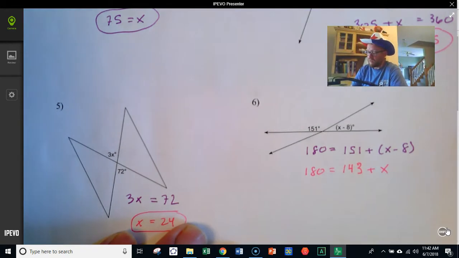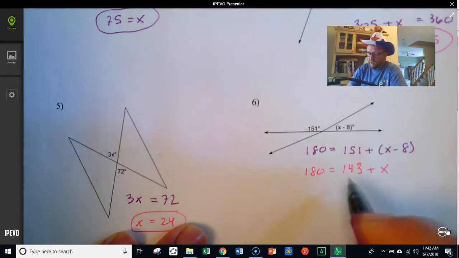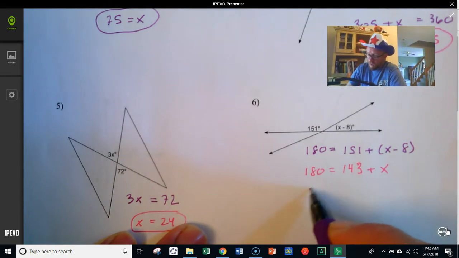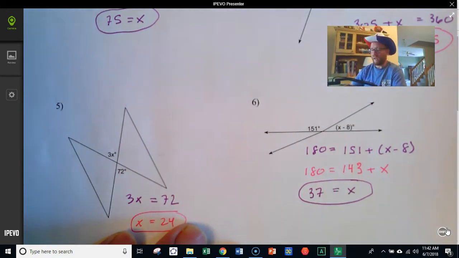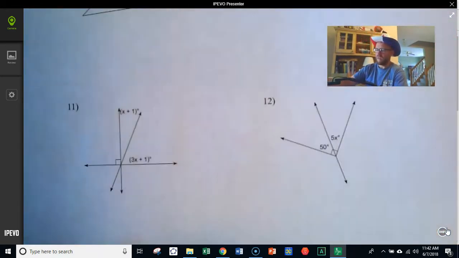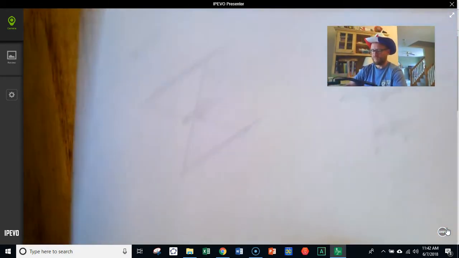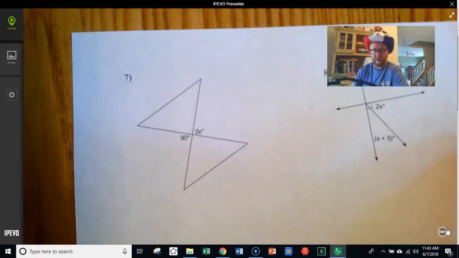We still have our positive x over there. Now let's get rid of this 143. Take away 143 from both sides, of course. And that's going to leave us with 37 equals x. All right. Well, let's take a look here at some more.